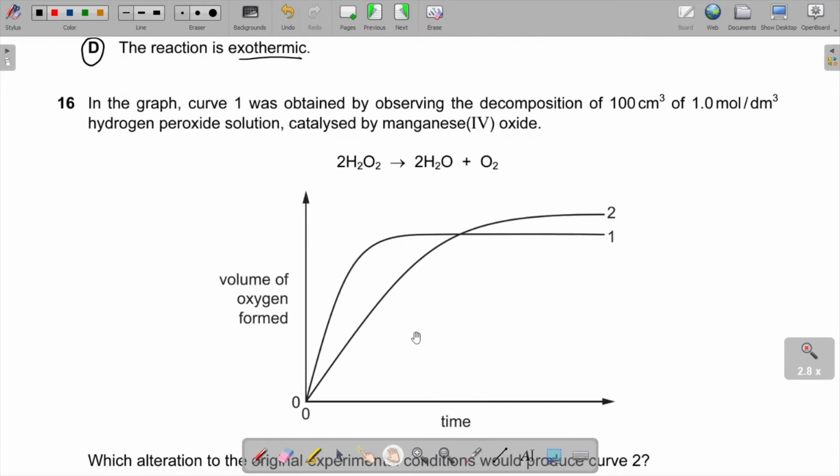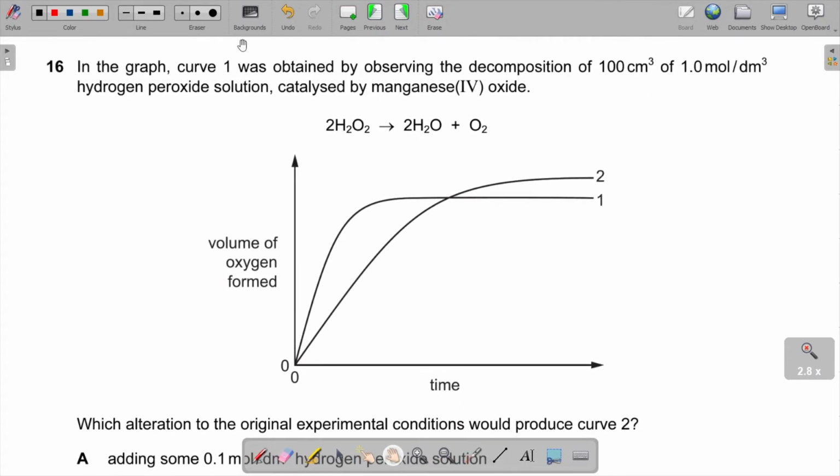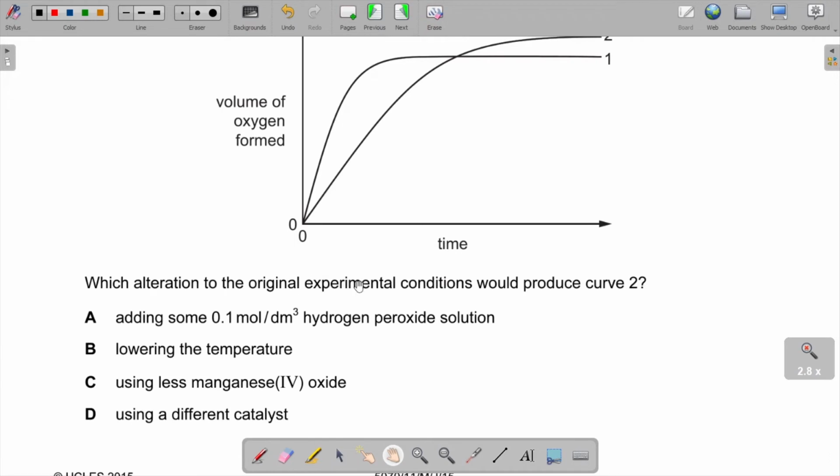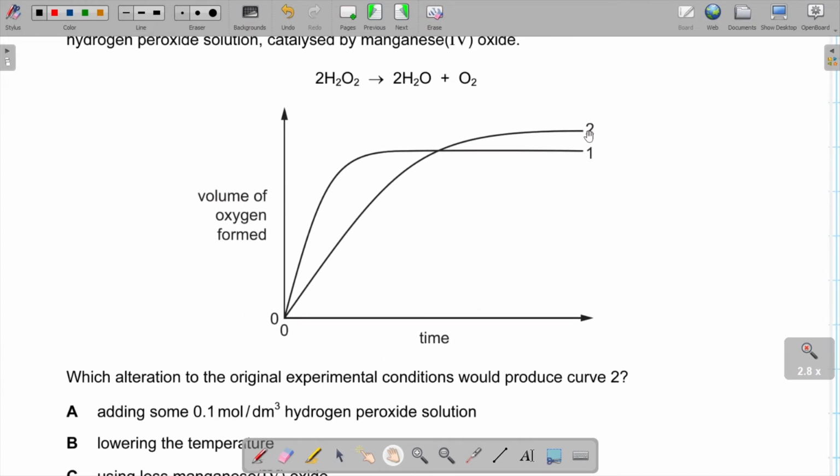Moving on to the next question. In the graph, curve 1 was obtained by observing the decomposition of 100 cm cubed of 1 mole per dm cubed hydrogen peroxide solution catalyzed by manganese(IV) oxide. So this is the reaction: hydrogen peroxide decomposes to water and oxygen, and we measure the volume of oxygen formed. Which alteration to the original experiment conditions would produce the graph of curve 2?